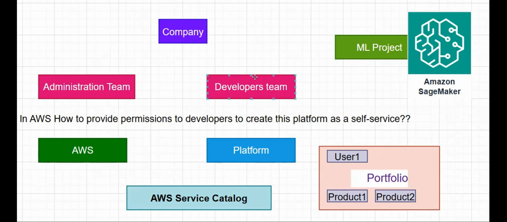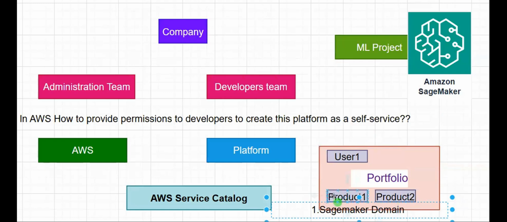Now, how can this developer log into this SageMaker? To access SageMaker, the developer first requires some permissions. To provide these permissions, we, as the admin team, initially create a product. We will create two products. One is the SageMaker domain. Through the SageMaker domain only, anyone can access SageMaker. So that is the first product that we are going to create.